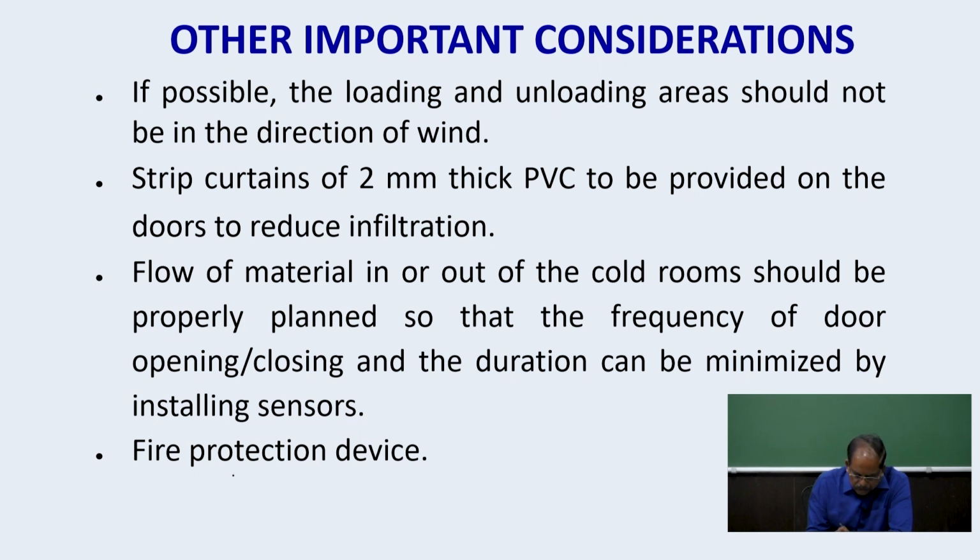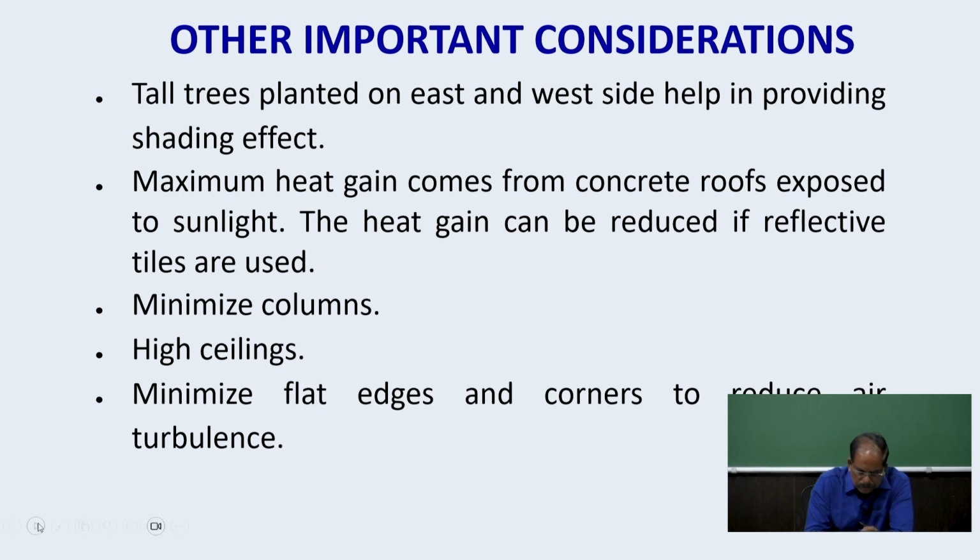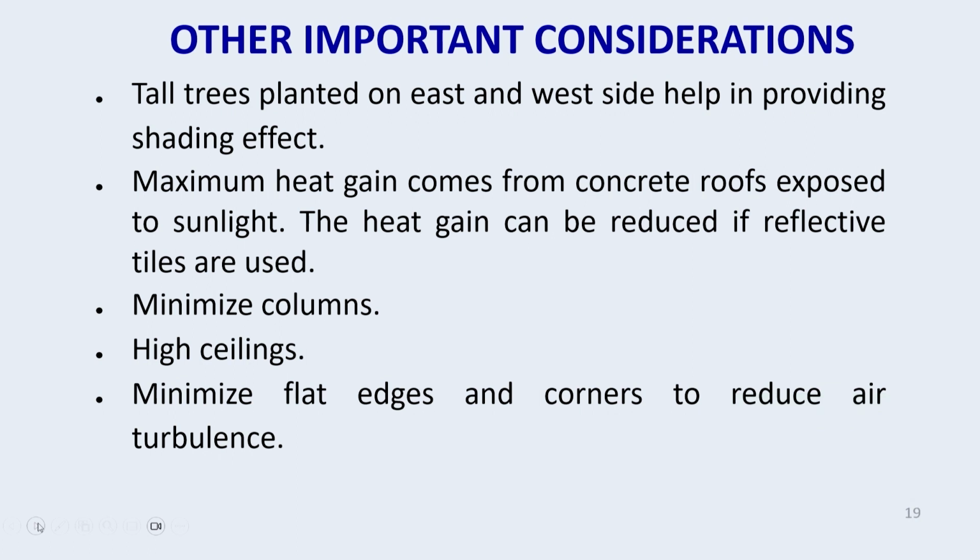Then there should be a fire protection device. Tall trees planted on the east and west sides help to provide shading. Maximum heat gain comes from the concrete roof exposed to sunlight. The heat gain can be reduced if reflective tiles are used. Minimize the number of columns used in the construction of the cold room. High ceilings are recommended. Minimize flat edges and corners to reduce air turbulence. With this, I conclude lecture number 20, part 2. Thank you.